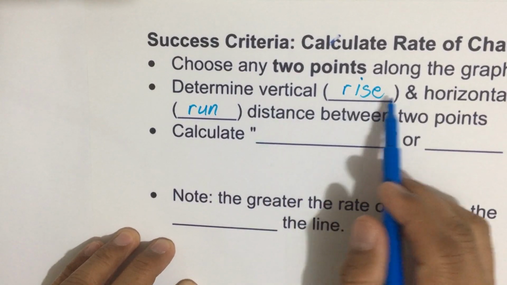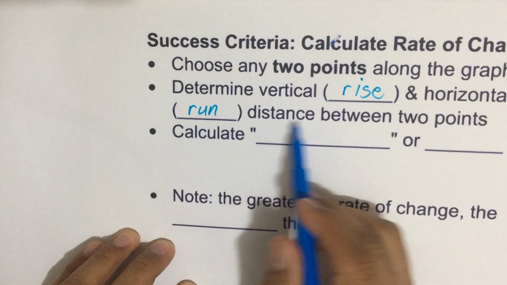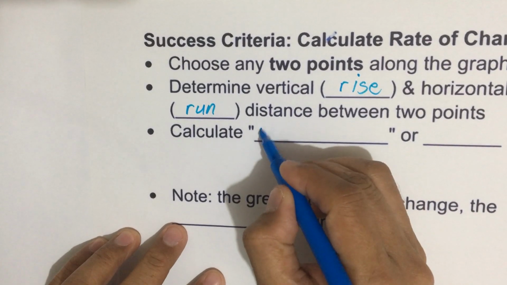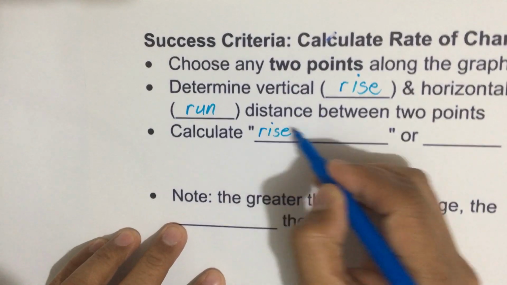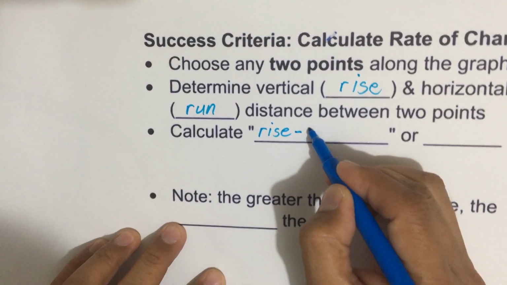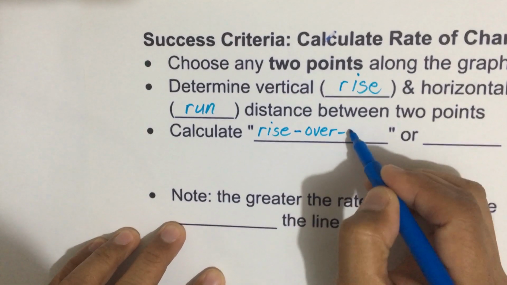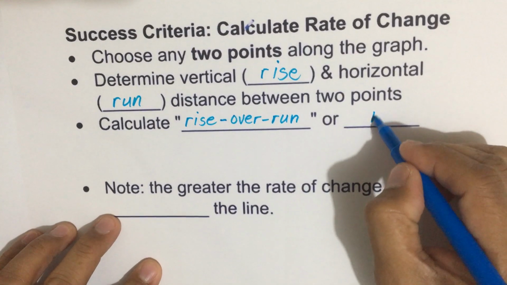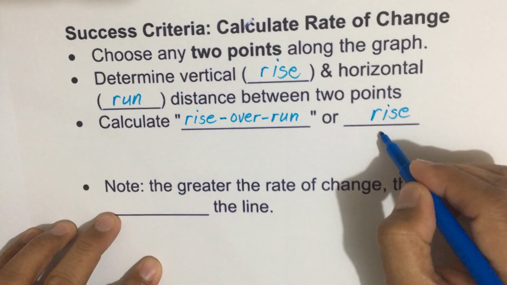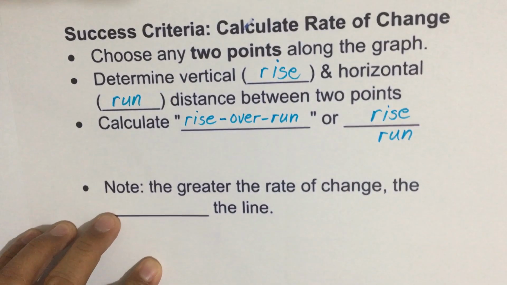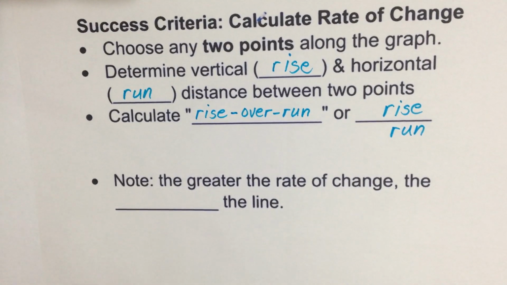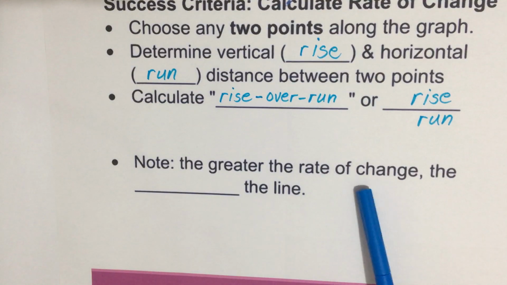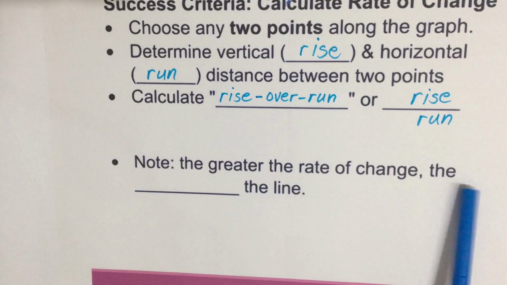Determine the vertical or the rise, and horizontal or the run distance between 2 points. And after that, you calculate the rise over run. Or we have rise divided by run. Okay? And we have to take note that the greater the rate of change, the blank, the line.